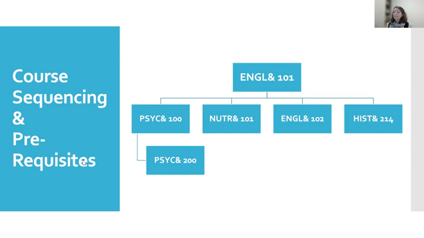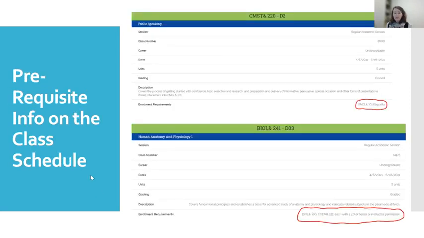So prerequisites can get even more complicated than that, and I'll have some other examples. But here I want to just show you where you can find prerequisite information. This is a couple of screenshots from the current class schedule, and you'll see for this class, this is Public Speaking, CMST 220. It has what's called in the class schedule an enrollment requirement of English 101 eligibility. So that means not that you have to have completed English 101, but that you need to be ready to go into it with some kind of placement.